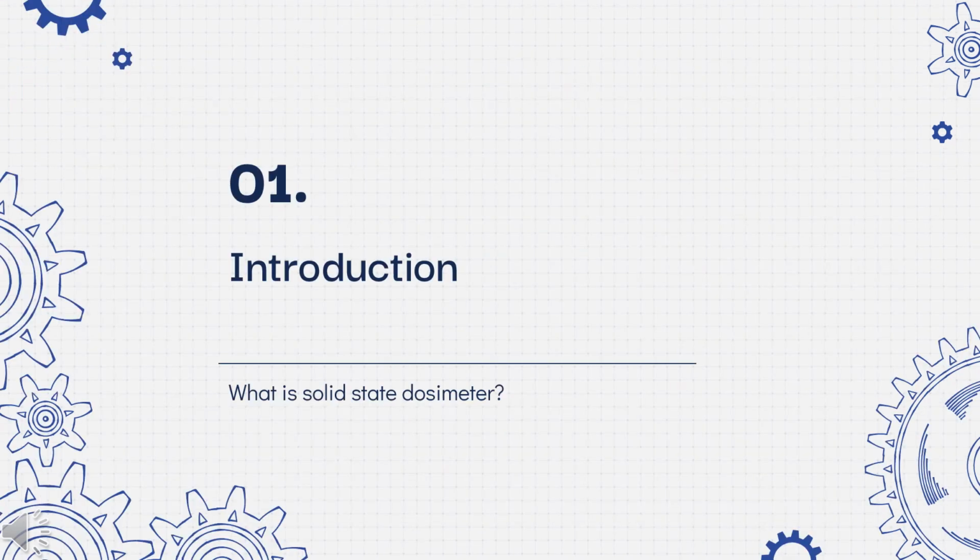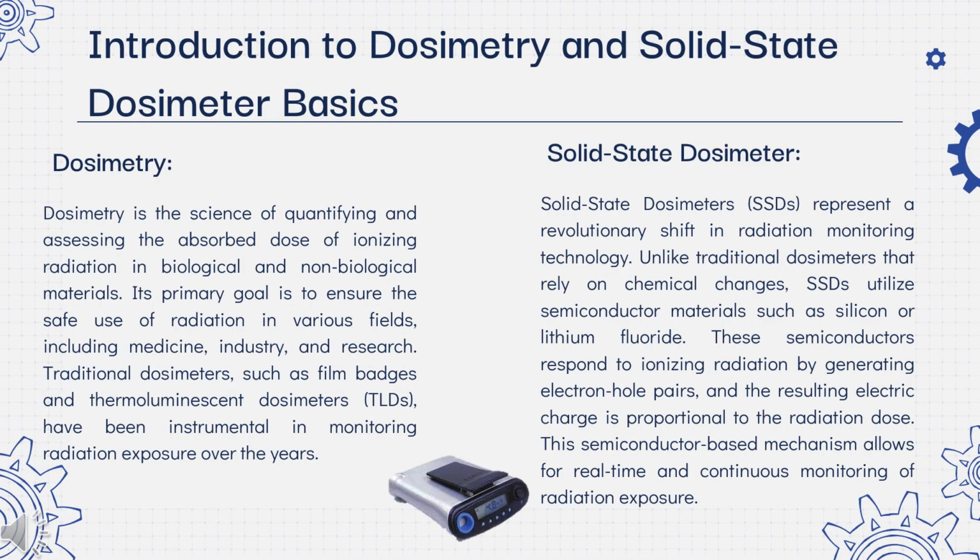I will begin with the first part, which is the introduction. Now we will start the introduction. Firstly, we should know what dosimetry is. It is very important to know what dosimetry is. Dosimetry is the science of quantifying and assessing the absorbed dose of ionizing radiation in biological and non-biological material.